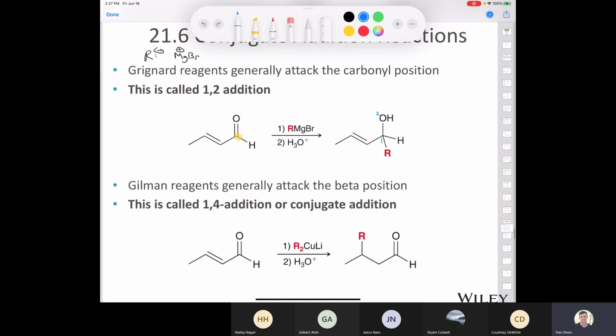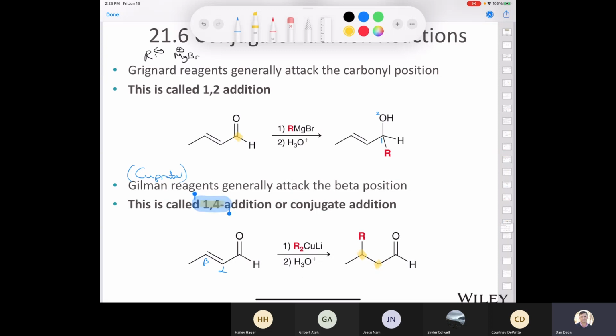However, if you use a Gilman reagent, you remember a Gilman reagent, sometimes we call that a cuprate. If we use a Gilman reagent, it attacks at the beta position. So we have our alpha position, we have our beta position. Again, if we use the cuprate, it attacks at the beta position, and we call that conjugate addition. Now, if you look at it here, you might think, why would you call that 1,4 addition? Because I ended up adding a carbon here, and I added a hydrogen here. That's 1,2, isn't it? But no, it's not, because we actually proceed through an enol intermediate which undergoes a tautomerization.